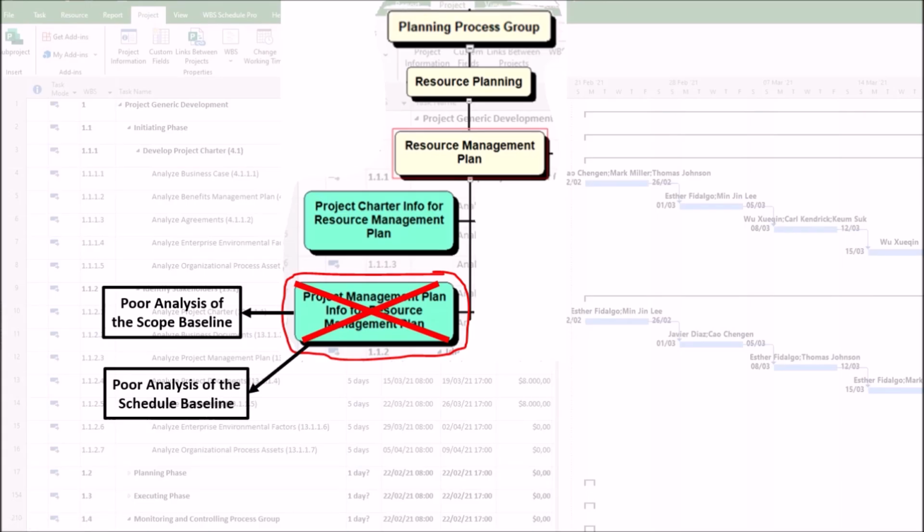2. Poor analysis of the schedule baseline. Inefficient and unsustainable resource loading and scheduling can result in, first, resource overallocation. Without understanding the critical path and task dependencies, you might unknowingly schedule the same key person on multiple tasks simultaneously, creating an impossible workload and becoming a single point of failure.